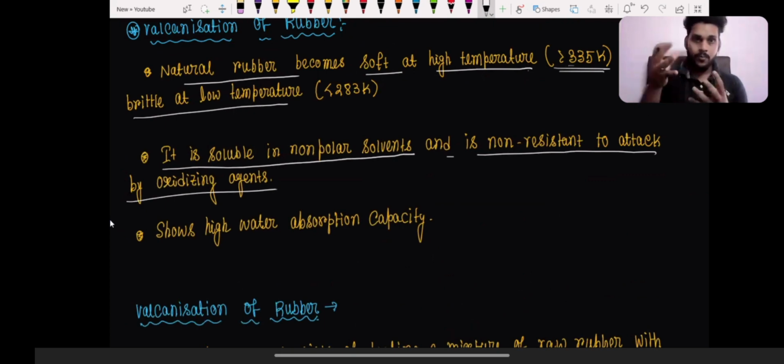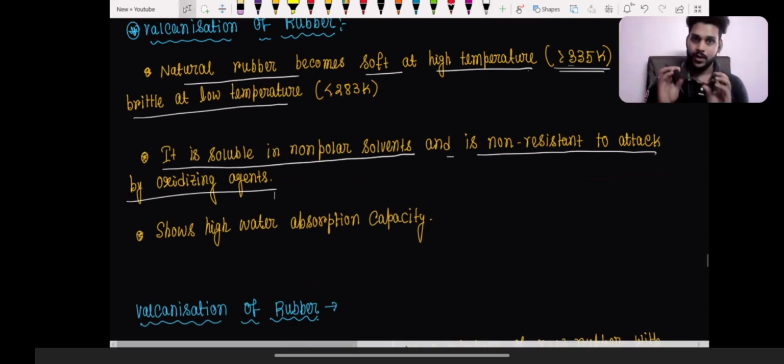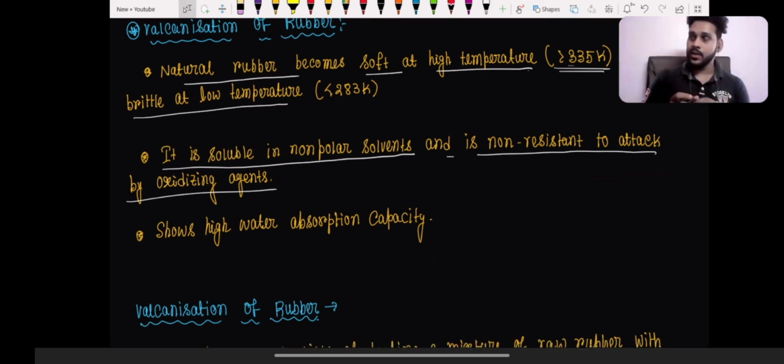That means if you made something with rubber, let's say I made this watch with a rubber. If it is coming under the influence of this air, the air has a lot of oxygen in it. So what would happen, guys, is it would undergo oxidation. That's why we cannot really use normal rubber.